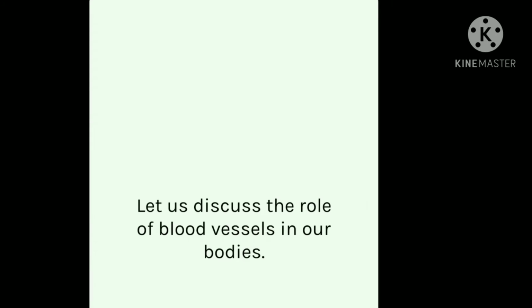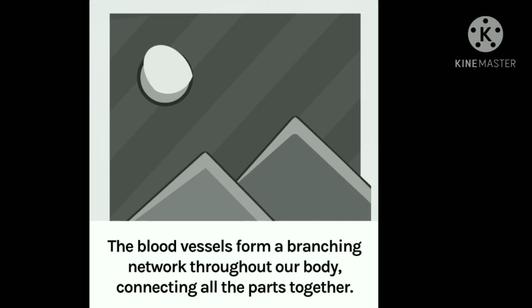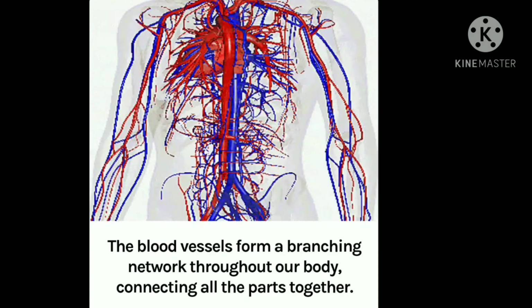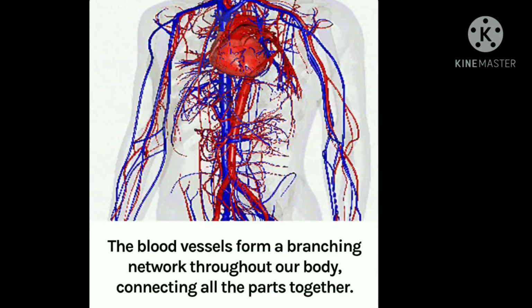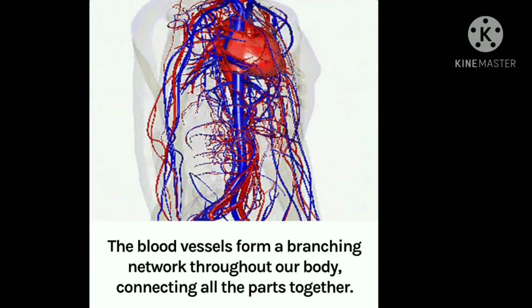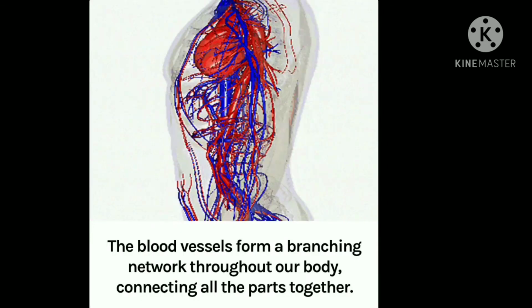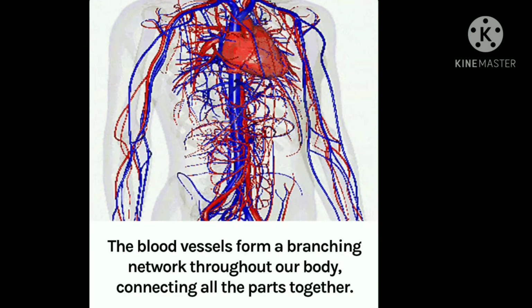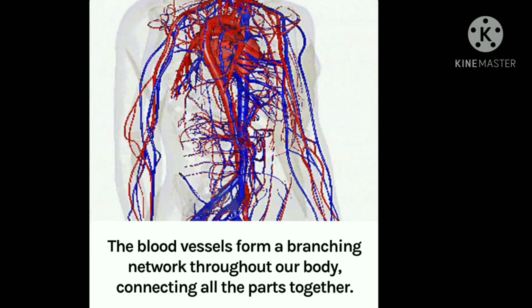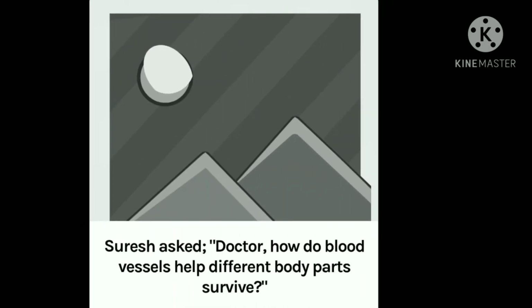Now let us discuss the role of the blood vessels in our bodies. The blood vessels form a branching network throughout our body, connecting all the parts together. So here you are able to see how all these blood vessels are connected. They are a very branched network. So many small veins as well as capillaries are there all over our body.